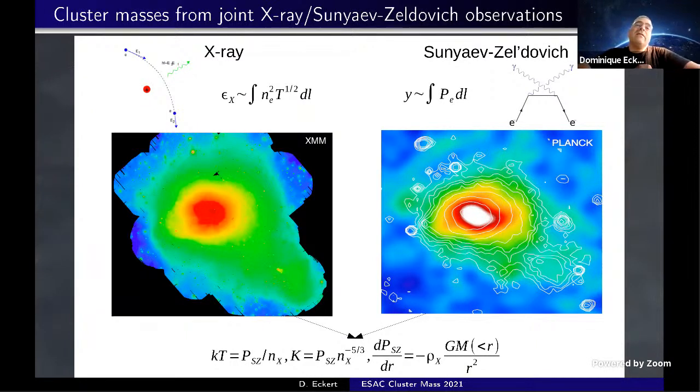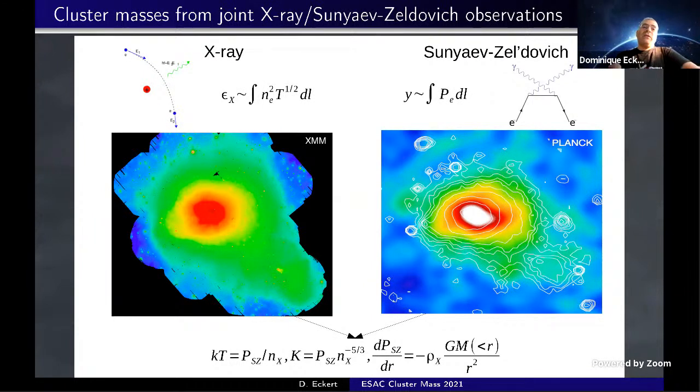From the X-rays, our primary observable is the X-ray emissivity, which is proportional to the square of the electron density, as you can see on the left-hand side for this mosaic image of the Coma cluster. While for the Sunyaev-Zeldovich, what we are observing is the integrated pressure along the line of sight. Now, if we can have access to both these observations at the same time, if we can have information both on the X-ray distribution and on the SZ distribution at the same time, then we can combine them.